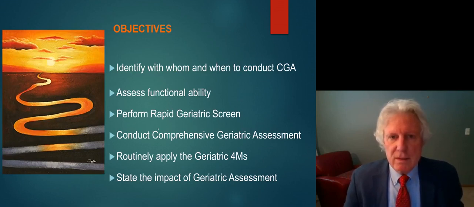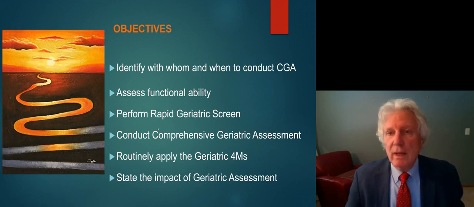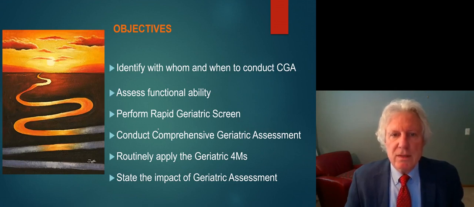The objectives for this session are to identify with whom and when to conduct comprehensive geriatric assessment. Included in this is the assessment of functional ability. I'd also like to cover the performance of rapid geriatric screening, as well as to conduct comprehensive geriatric assessment. And then we'd like to talk about routinely applying what we call the geriatric 4Ms, and also to identify the rationale behind geriatric assessment, including both its economic impact as well as health outcomes impact.